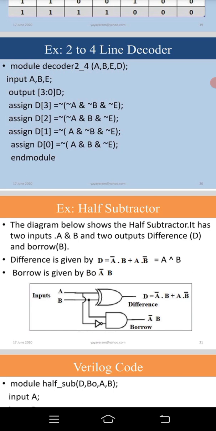Then we have the diagram. We have inputs A and B. The code. Then difference D is equal to A' multiply B plus A multiply B'. So we have the difference. Then A' B is the borrow.